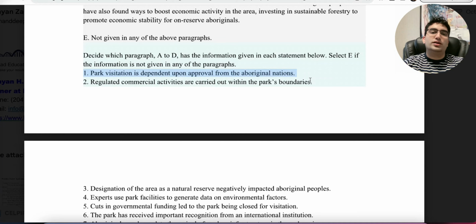If you want to visit the park, make sure you get a signature from the Aboriginal nation's chief. Or let's try another way. You cannot enter the park unless you have an approval from a senior manager in the Aboriginal community. So any of these things can be mentioned as it is. If it is mentioned in the way I paraphrased it, I'll catch it instantly. If it's not mentioned that way, at least I understand the concept. Now, anything related to approvals, Aboriginal people, visitation, I can catch.